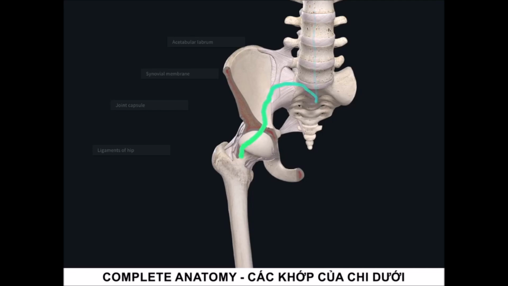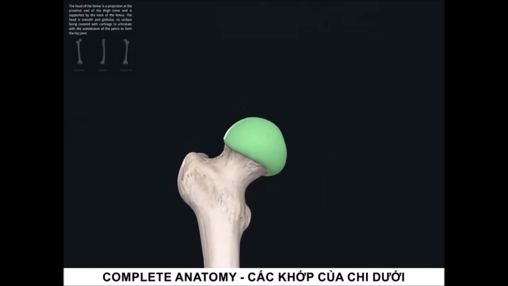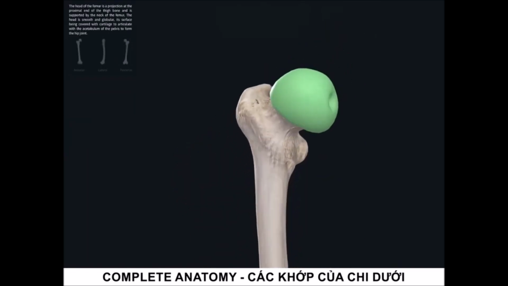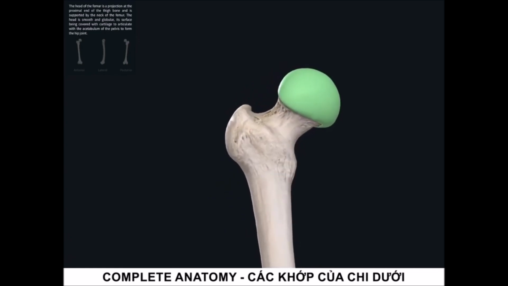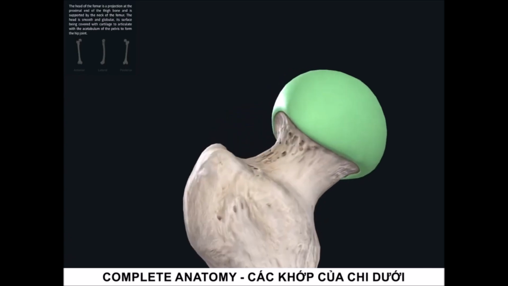The head of the femur is essentially spherical, which we can see better when it's in isolation. The head of the femur is covered with articular cartilage. Much like the shoulder and its glenohumeral joint, a lip or acetabular labrum surrounds the acetabular margin, creating a fibrocartilaginous rim. And this is very important because it can actually increase the surface area of the acetabulum by about 10%.